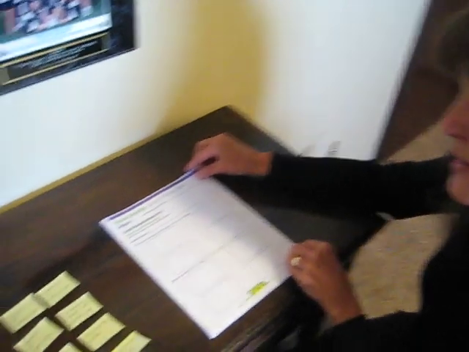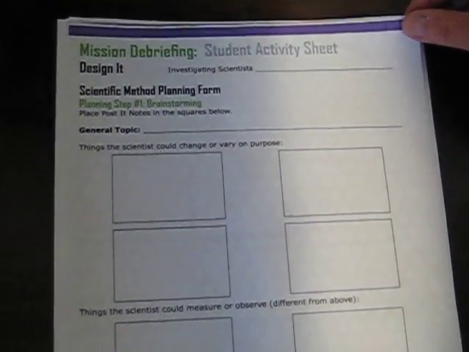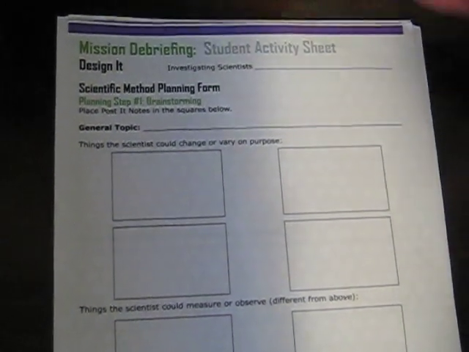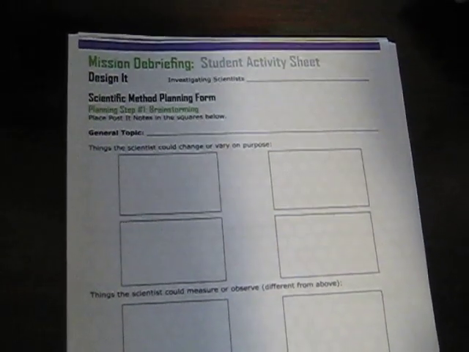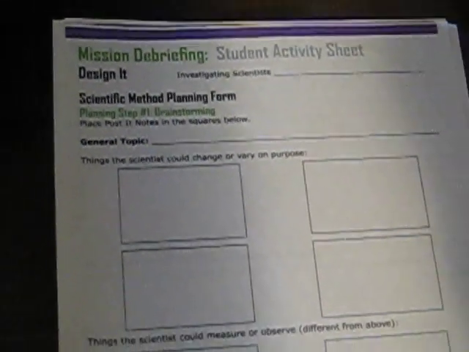Here's the way it works. This paper, which I'm going to tell you where you can locate it at the end, is how we start. And we start by having students brainstorm together. So whatever general topic you want to brainstorm, often in my illustration I use something dealing with exercise. And so I tell the students to think of things that as a scientist they could change or vary on purpose regarding the topic of exercise.